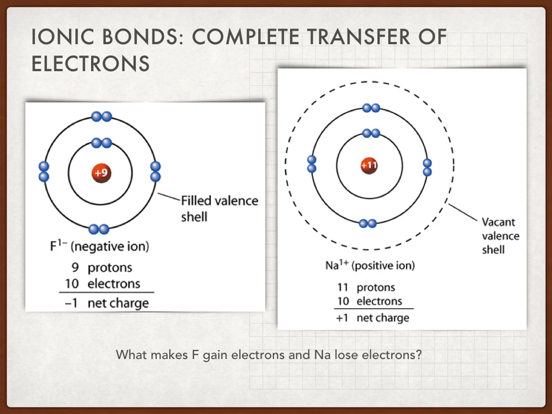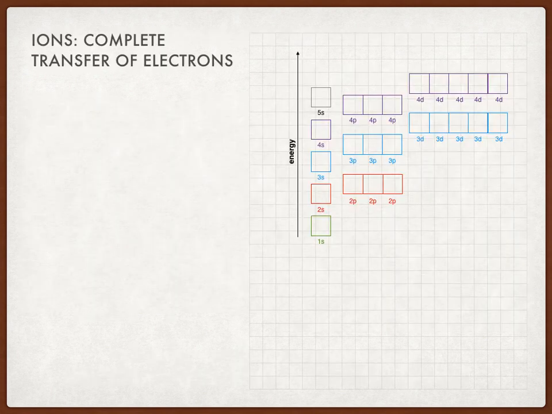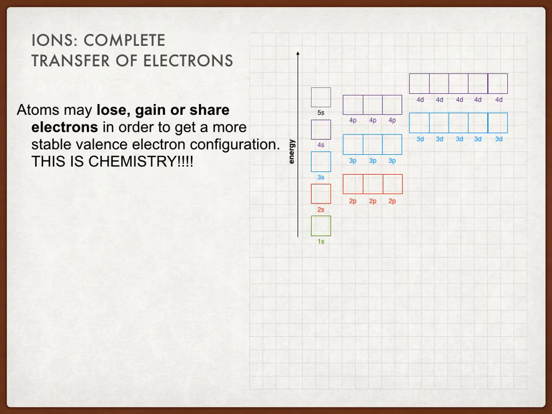Okay, so again, what makes fluorine gain electrons and sodium lose electrons? It all depends on where they are on the periodic table, and this is basically all of the Chapter 9 lecture that I went over on Tuesday. So again, atoms may lose, gain, or share electrons in order to get to a more stable valence electron configuration. This is essentially chemistry, right?